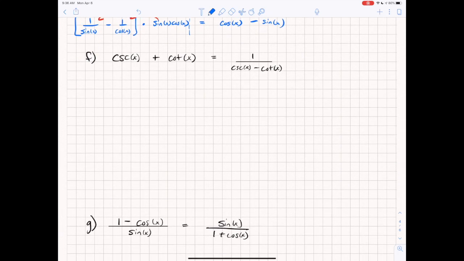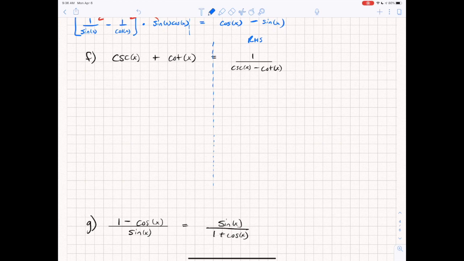Cosecant of x plus cotangent x is equal to 1 over cosecant x minus cotangent x. Now this one, if I was to separate, I think is where the argument is that essentially the left-hand side or the right-hand side could be the easiest to work with. I'm going to go through and show you using the right-hand side. So let's swap it up a little bit.